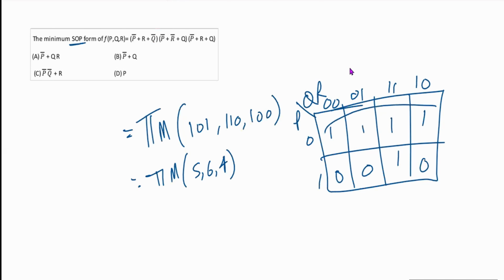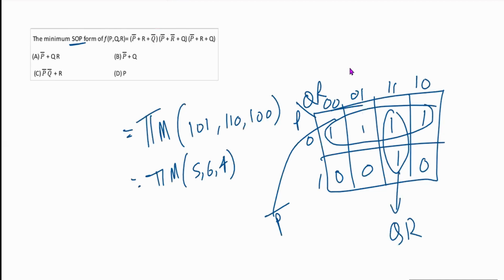If I pair up, I can pair these four values and these two values. For these four values, I can write directly p bar, and for these two values, I can write q into r. So this p bar plus q into r is there in option number A. That is the correct option. Let's go to the next question.